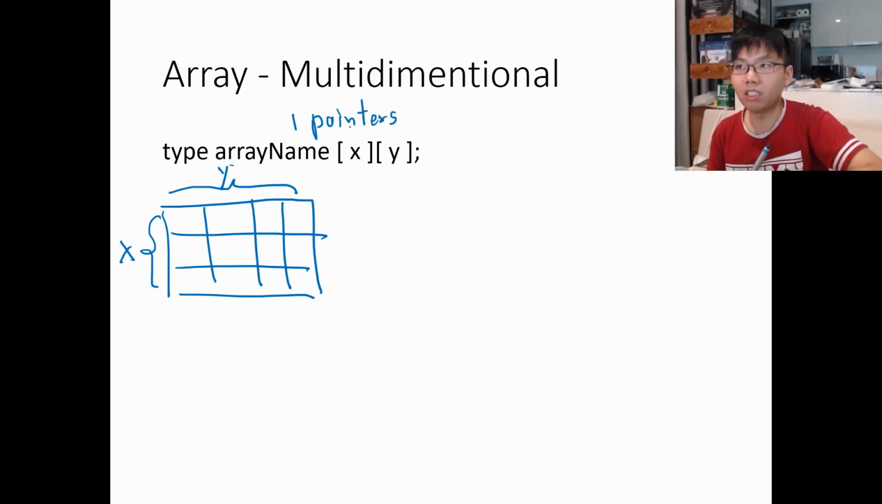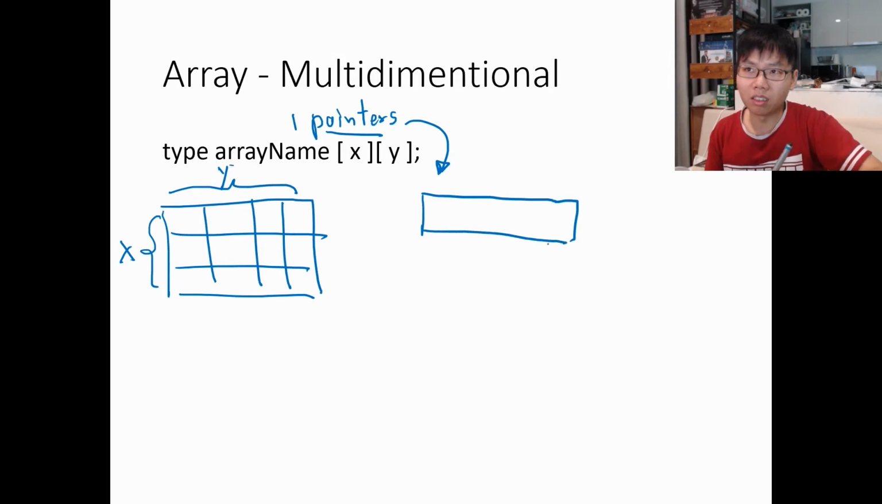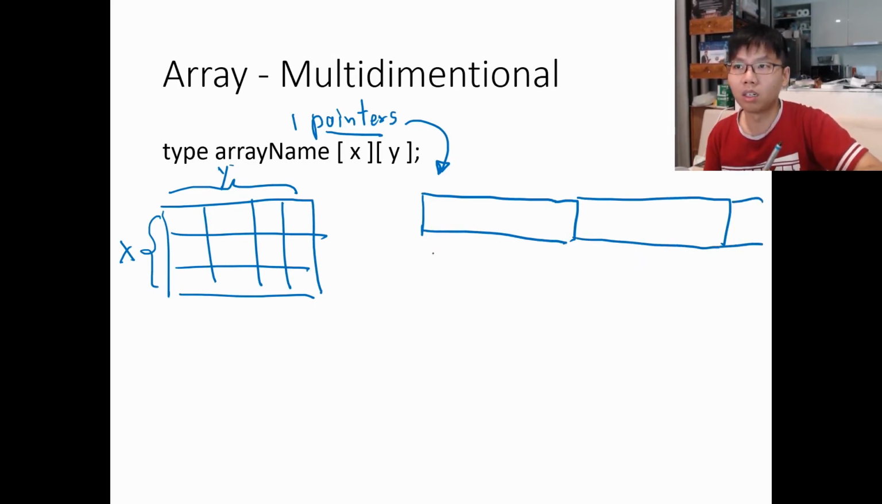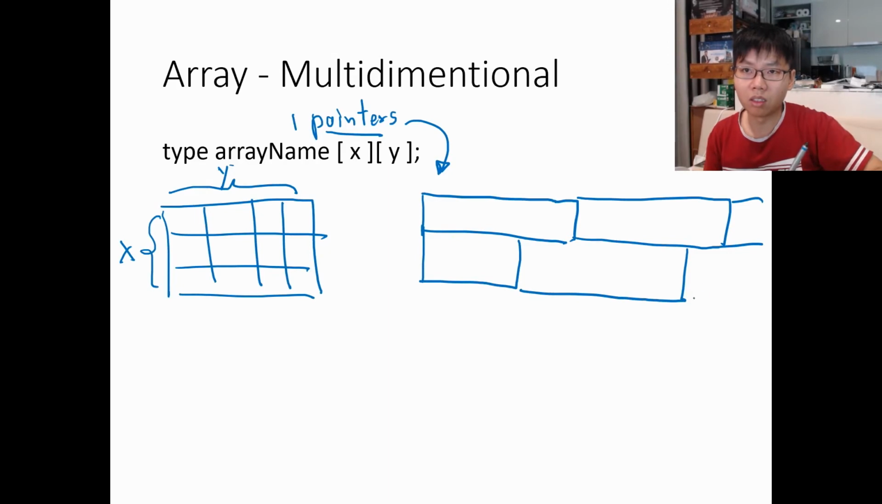Okay, and this one pointer points to the starting point in the memories, and then you're gonna create x sequential size. Okay, it might look like this.